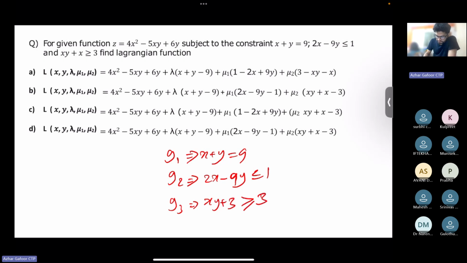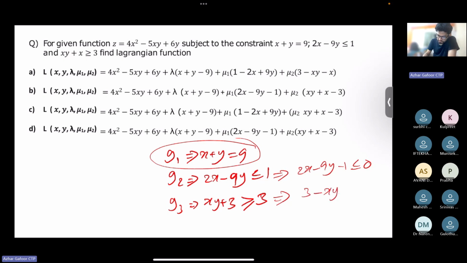So we have to convert everything into standard form. This is an equality constraint, so there is no need to convert. This one we can write as 2x minus 9y minus 1 less than or equal to 0. This we can write as 3 minus xy minus 3 less than or equal to 0.